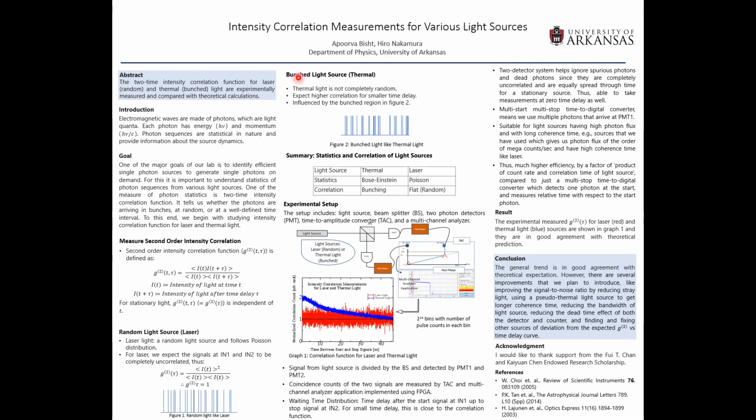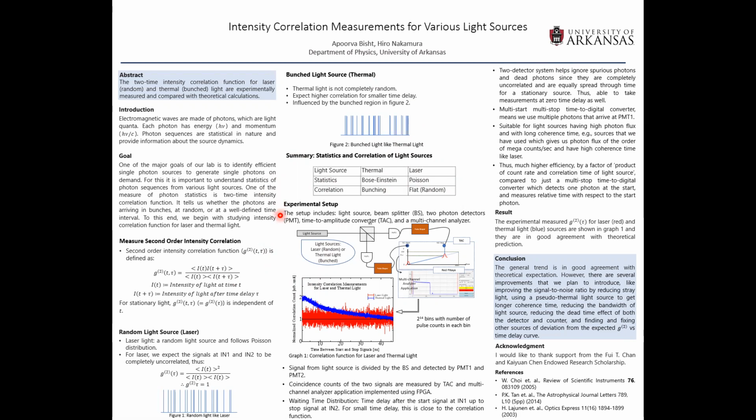The second source that we use is a thermal light source, which is a bunched source. Photons in thermal light are not completely random, rather, they are bunched. The bunches shown in this schematic result in higher probability of correlation for smaller time delay. These characteristics are summarized in this table as follows.